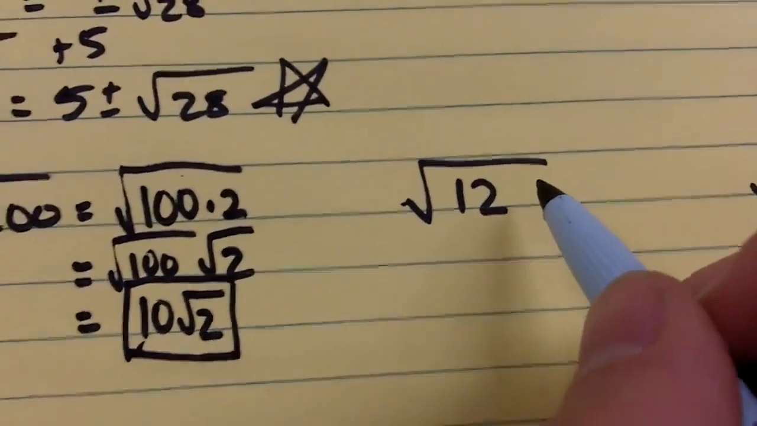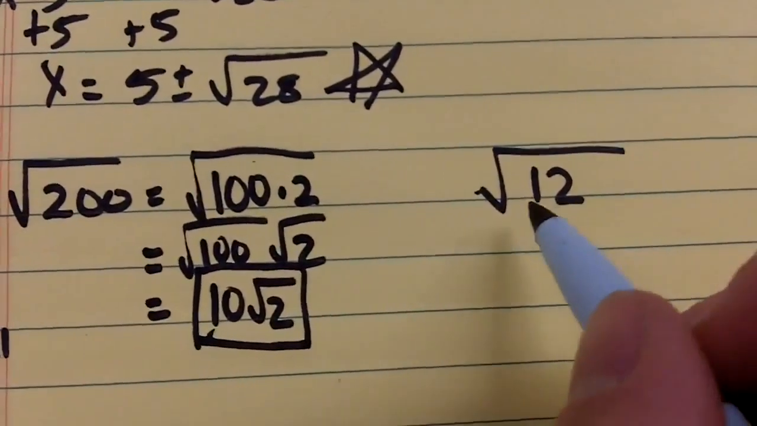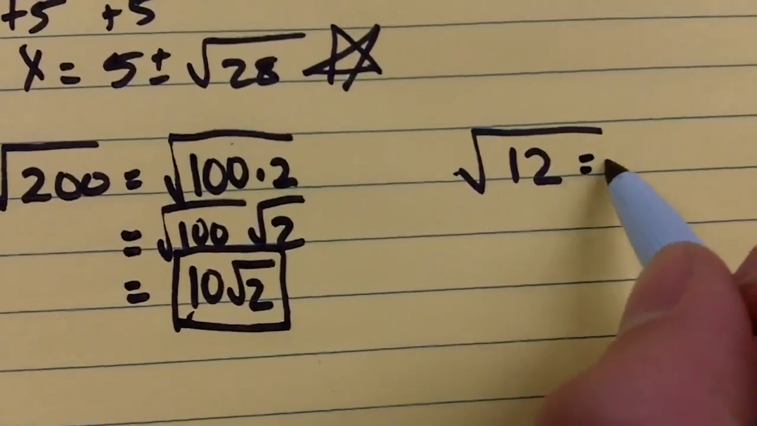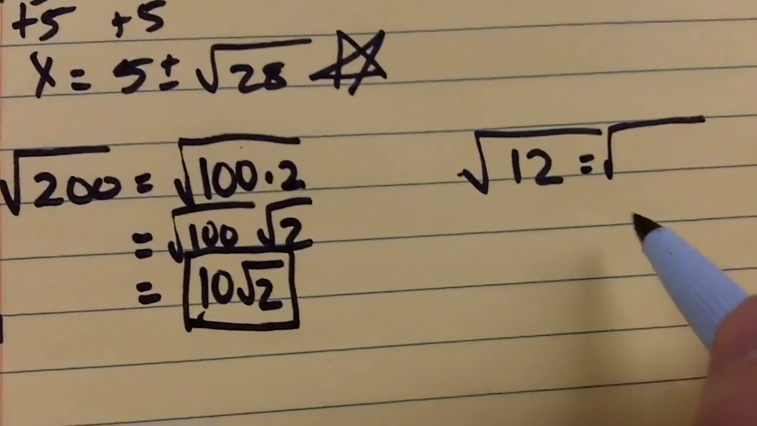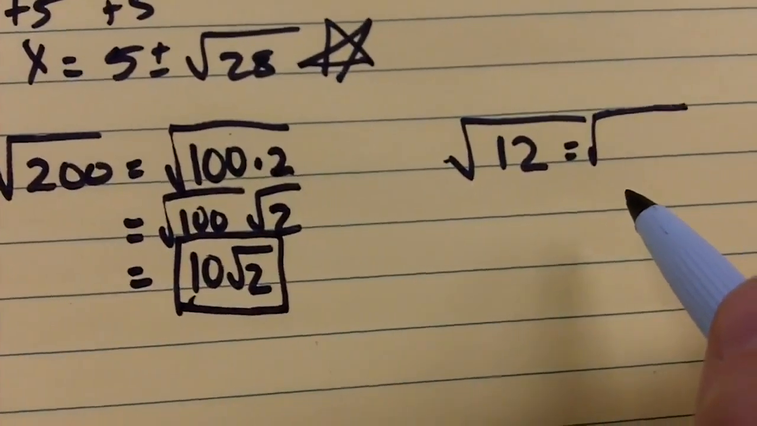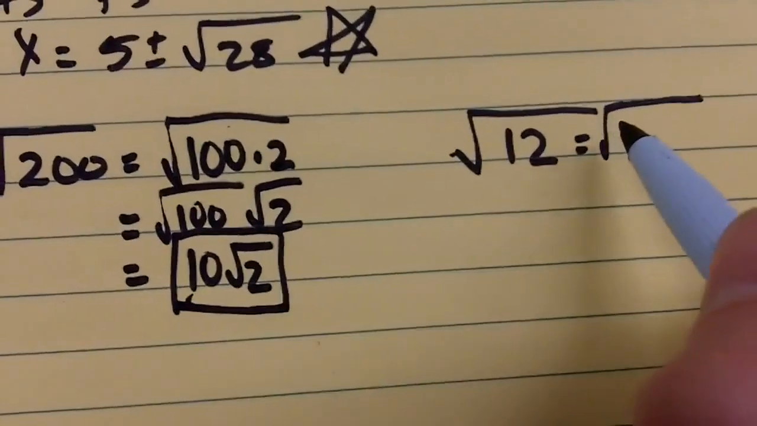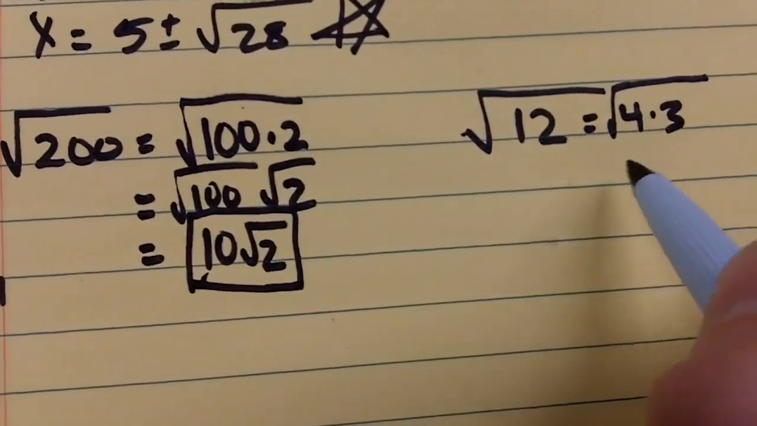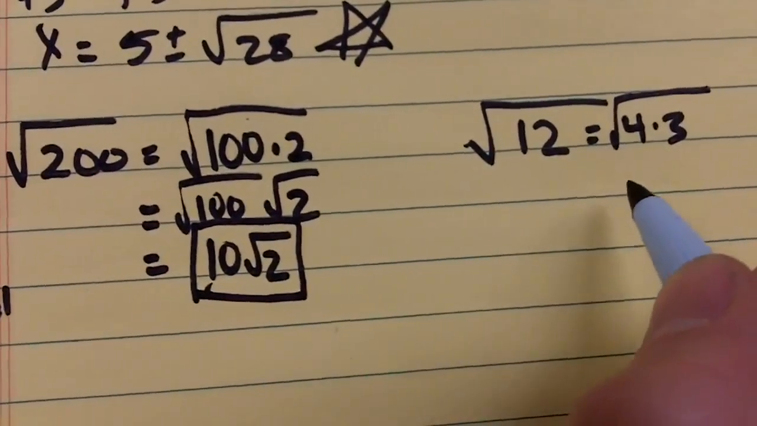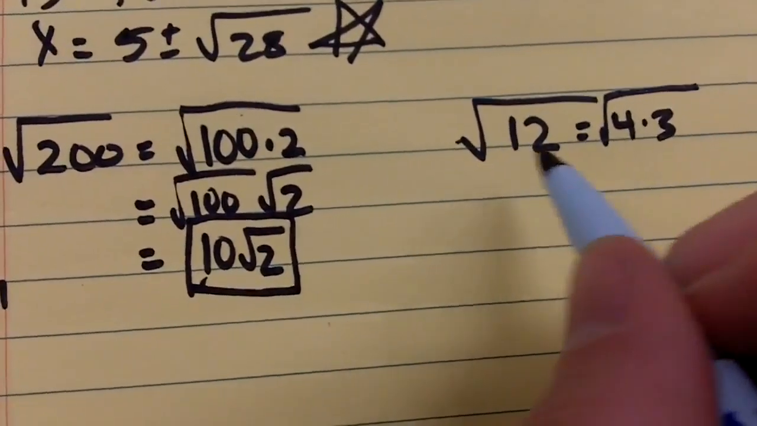So, following the same kind of process we just did, are there any perfect squares that go into 12? Well, you sit there and you go, okay, 6 times 2 goes in it, but 6 isn't a perfect square and 2 isn't a perfect square. So I'm going to try and find something that is a perfect square. What about 4 times 3? 4 is a perfect square. 4 goes into 12. 4 times 3 is 12.